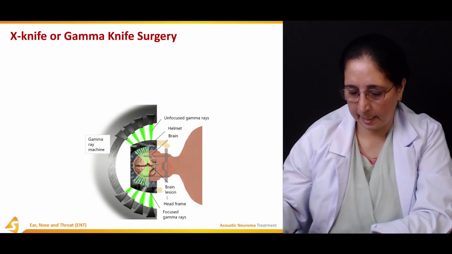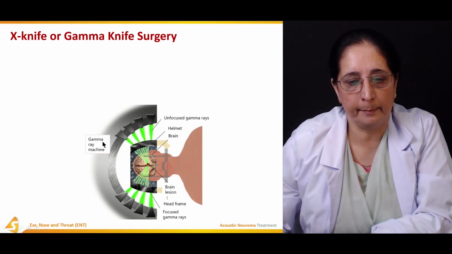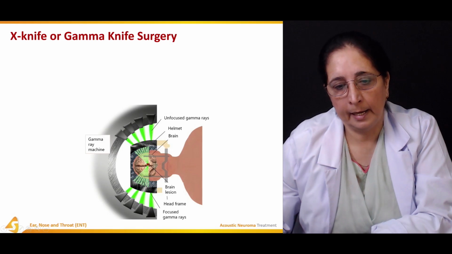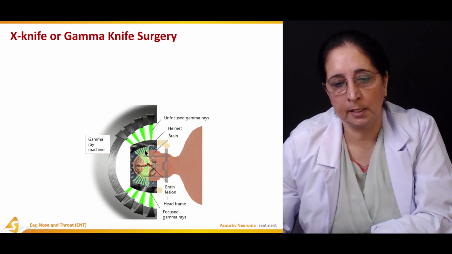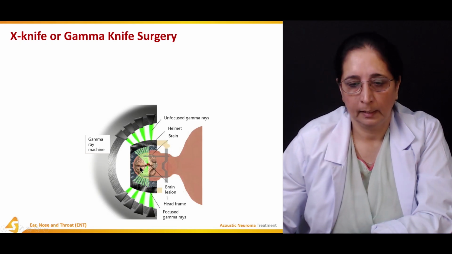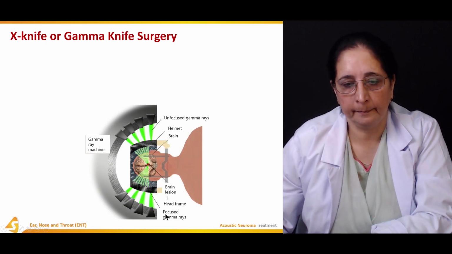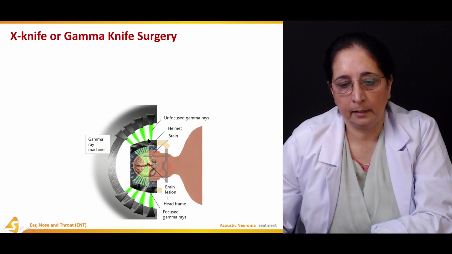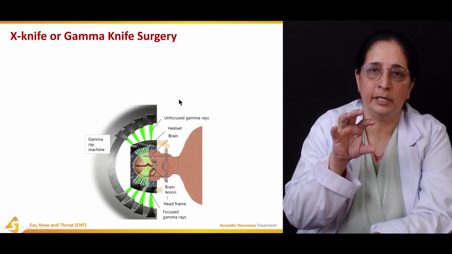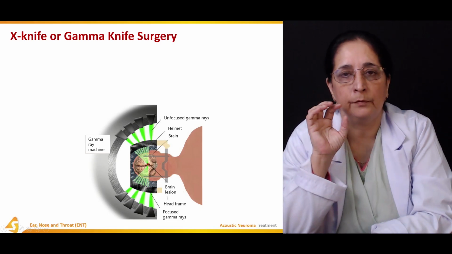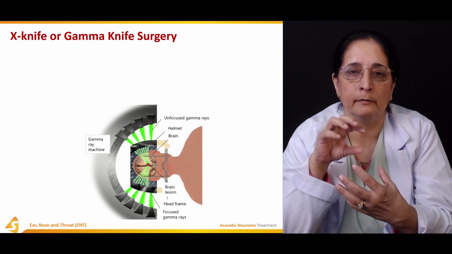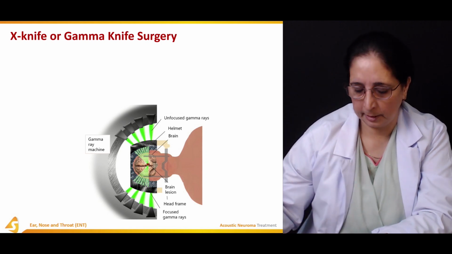X-knife or gamma knife surgery: this is the gamma ray machine here, and it is giving focused gamma rays to the tumor. This is the head frame, and then focused gamma rays are given, helmet, brain, and these focused radiations are given, or focused gamma rays are given, to the area that has the tumor.